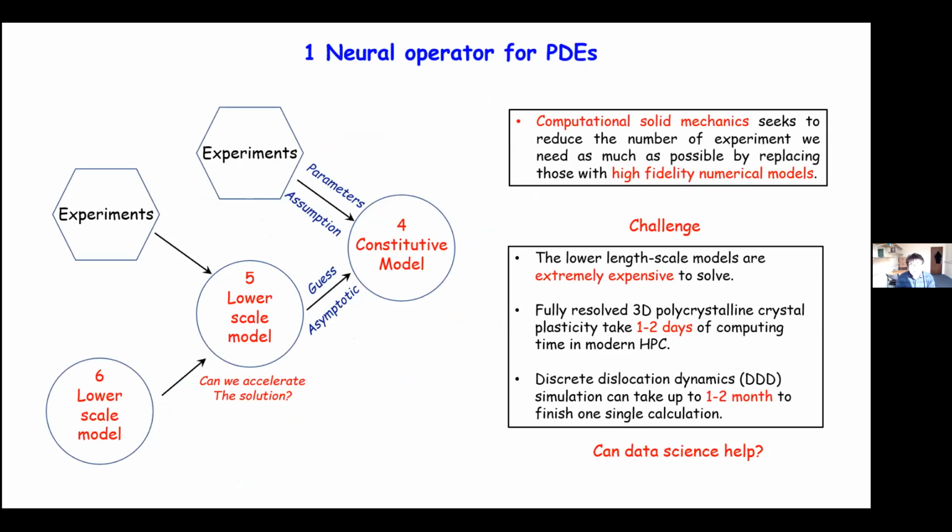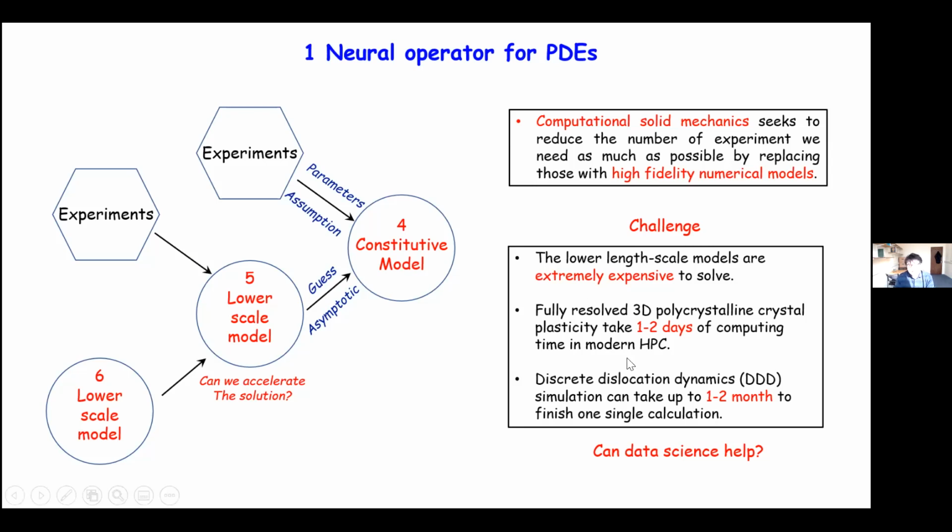So let's start with the first topic, which focuses on how we can accelerate the solution. As I said, the dream of computational solid mechanics is that we seek to reduce the number of experiments we need as much as possible by replacing them with these high fidelity numerical models. However, these numerical models, especially at lower length scales, are extremely expensive to solve. Just to give you an example, for a three-dimensional polycrystal design cluster, it takes 1 to 2 days of computing time on an HPC, right?